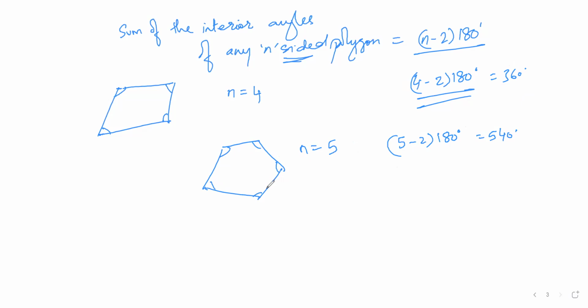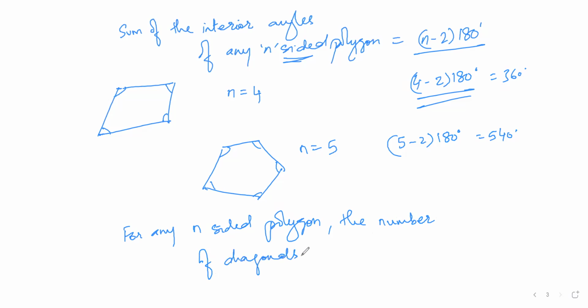Understood? And the last point is that for any n-sided polygon, the number of diagonals is equal to (n minus 3) into n by 2. So if you consider a three-sided polygon, a three-sided polygon is a triangle. How many diagonals does a triangle have?